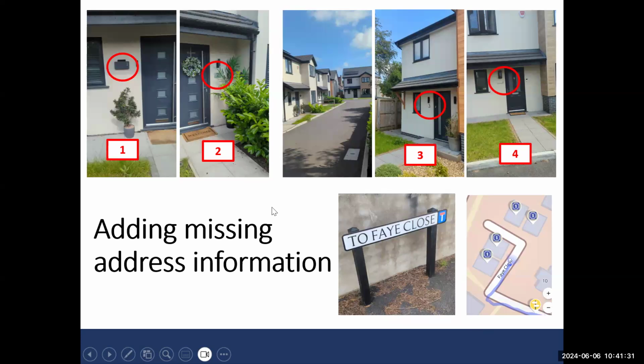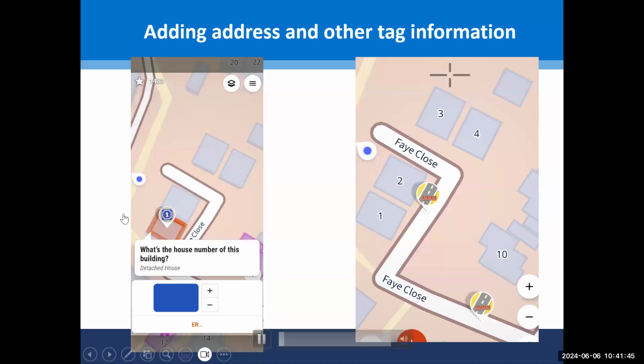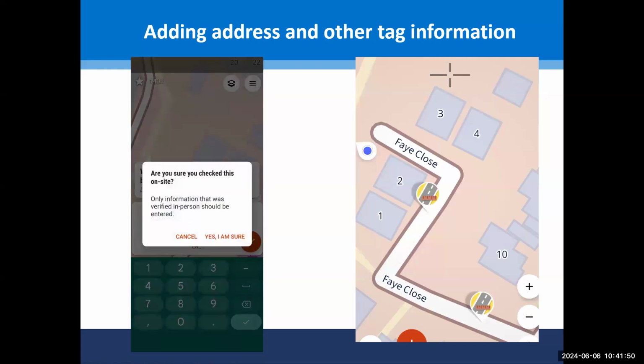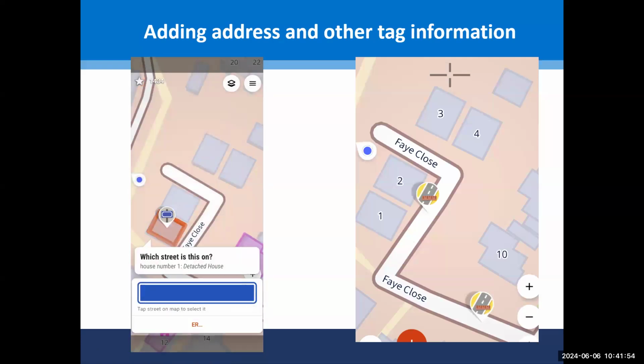So we need to know what the house numbers are, which is one reason why we need to visit. So we find what the house numbers are, 1, 2, 3, and 4. We know it's Fay Close, so we can add that information to StreetComplete. So what we do is we click on the first icon, and we know that's house number 1. And we click yes. We have checked it. We are standing outside, so we've checked it, so we could do that.